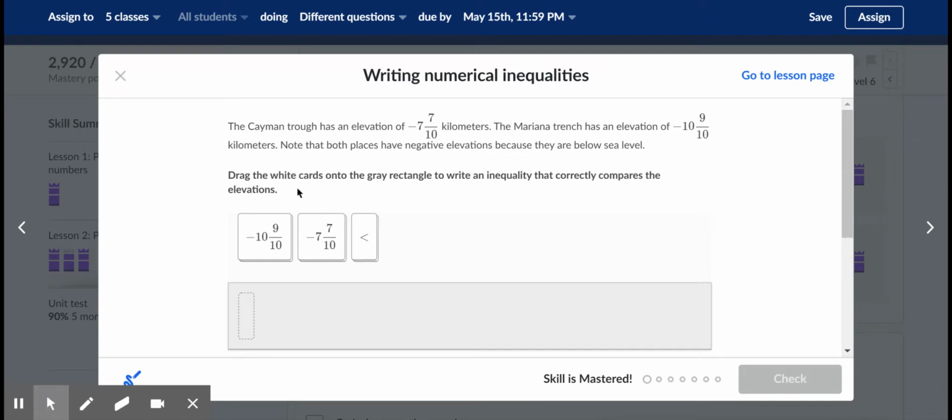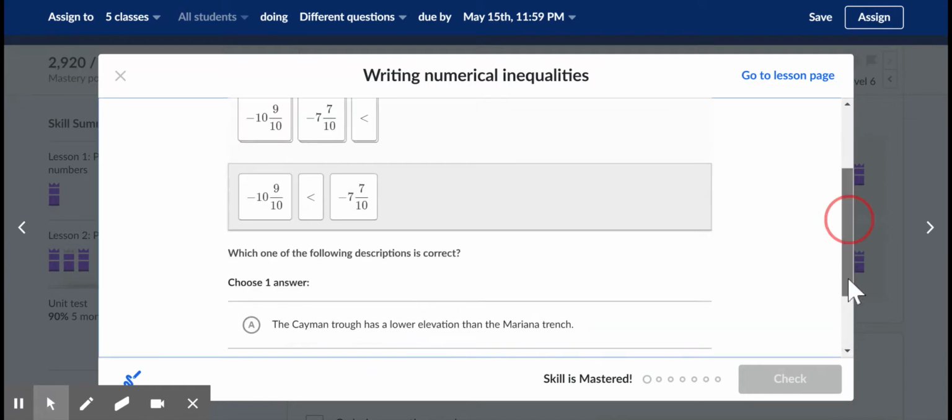create the inequality. The elevation of the Cayman Trough is negative 7 and 7/10 kilometers, and the Mariana Trench has an elevation of negative 10 and 9/10 kilometers. They're both below sea level, but the one farthest below sea level would be the lowest, and that would be our negative 10 because it's farther below. So that one would be less than negative 7 and 7/10.